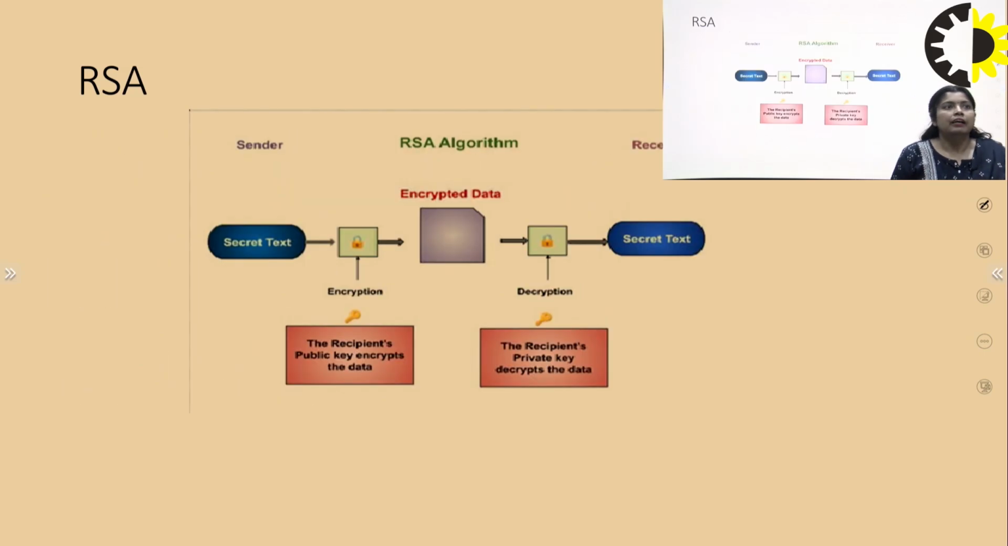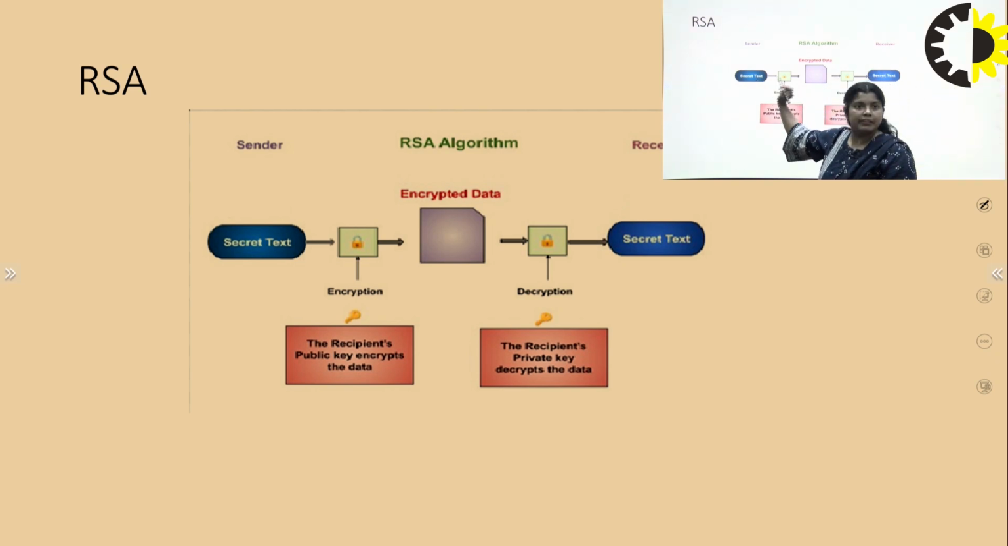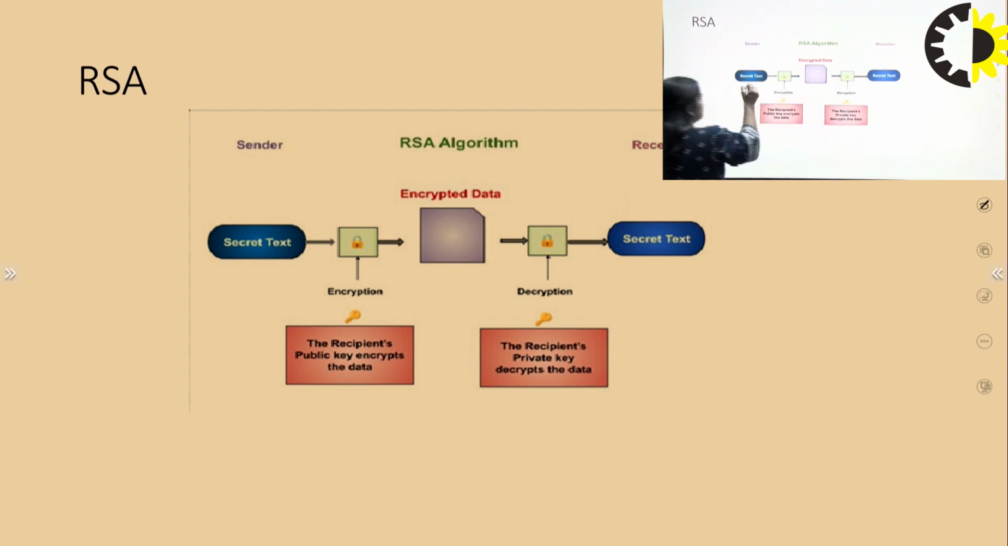This is the simple example of the RSA algorithm. There is a sender and receiver. This is a secret text, or you can say a simple message, or a plain text. On the plain text, you apply the encryption algorithm, and there is a recipient public key.